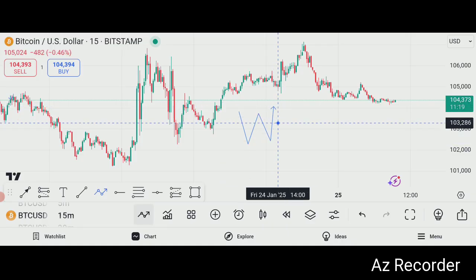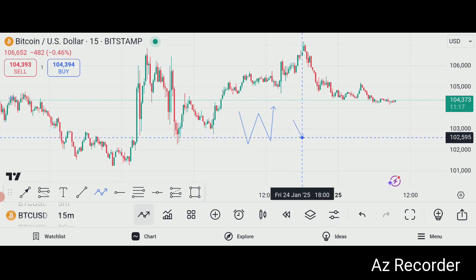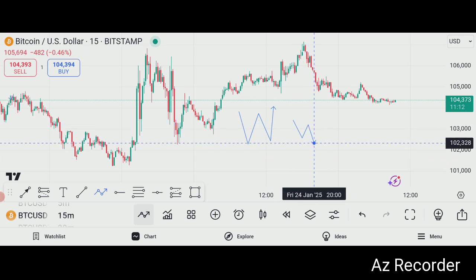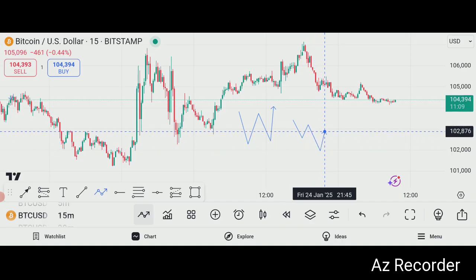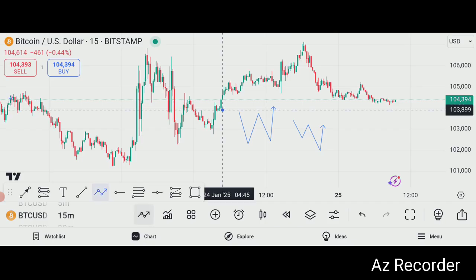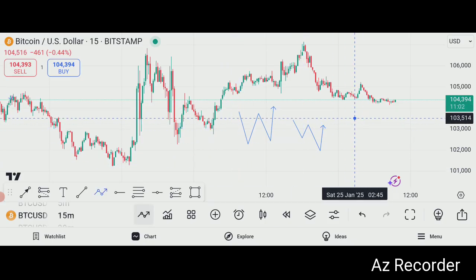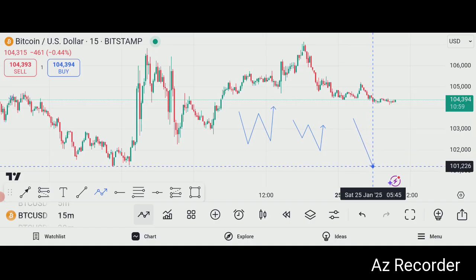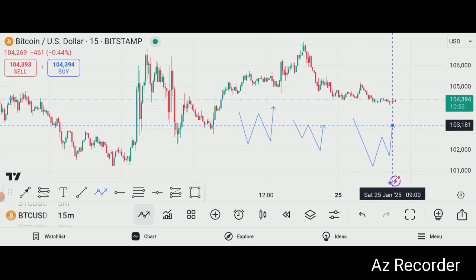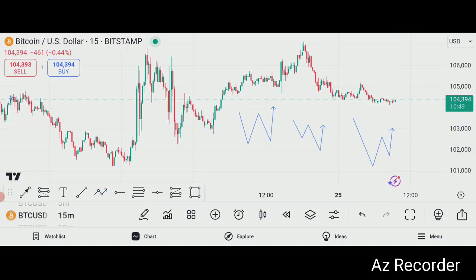or like this, or like this, or like this. So these are the three ways double bottom comes. Now let me show you guys how to identify them in the chart.